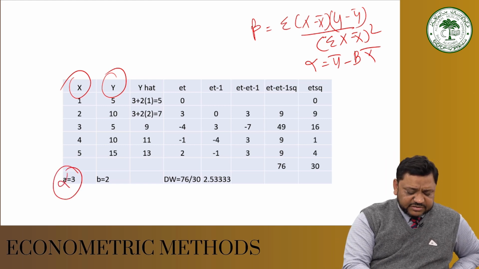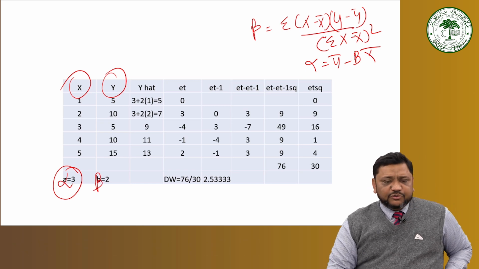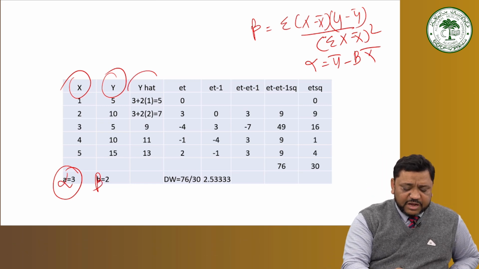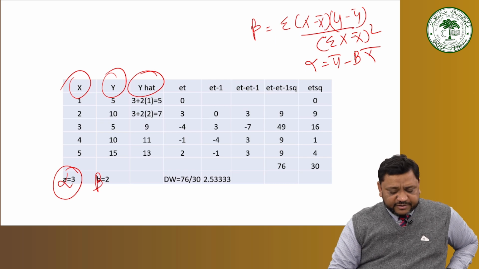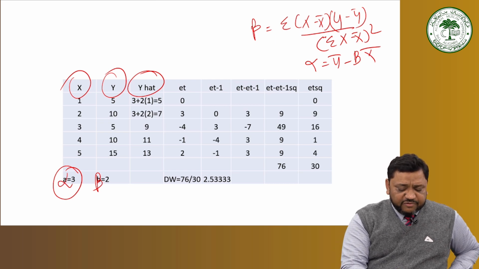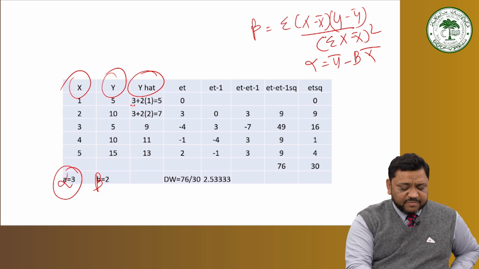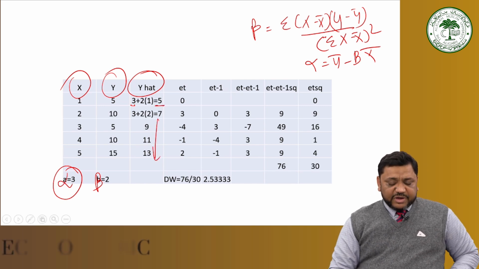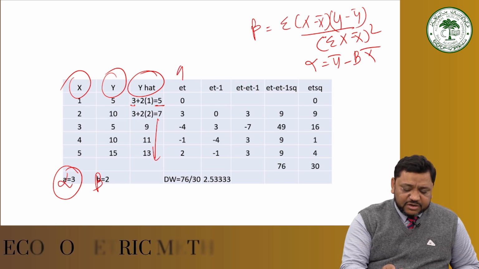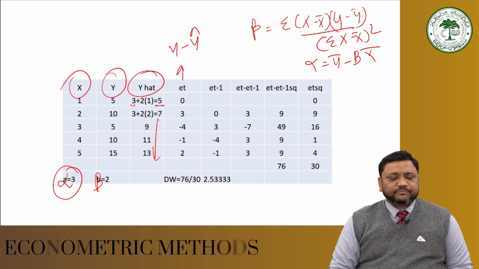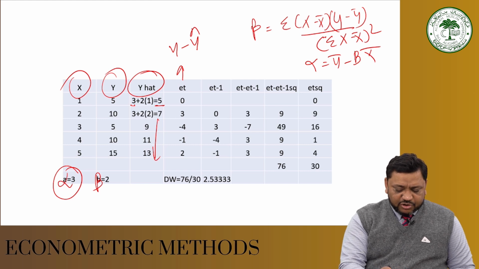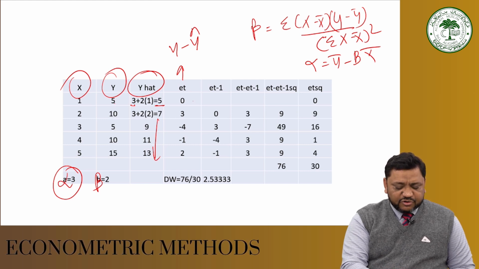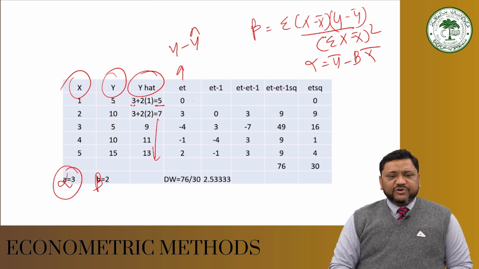I have written here a is alpha, and you get the value of beta, that is equal to 2. Using this information, you calculate your estimated y, that is y hat. As a demonstration, it is 3, your intercept, plus 2, the slope, multiplied by x, which is 1. We get a value of 5, and likewise we get all these values. Now you need to calculate et, that is the error. This is nothing but y minus y hat. We have done the calculation: 5 minus 5 is 0, 10 minus 7 is 3, 5 minus 9 is minus 4, and likewise.